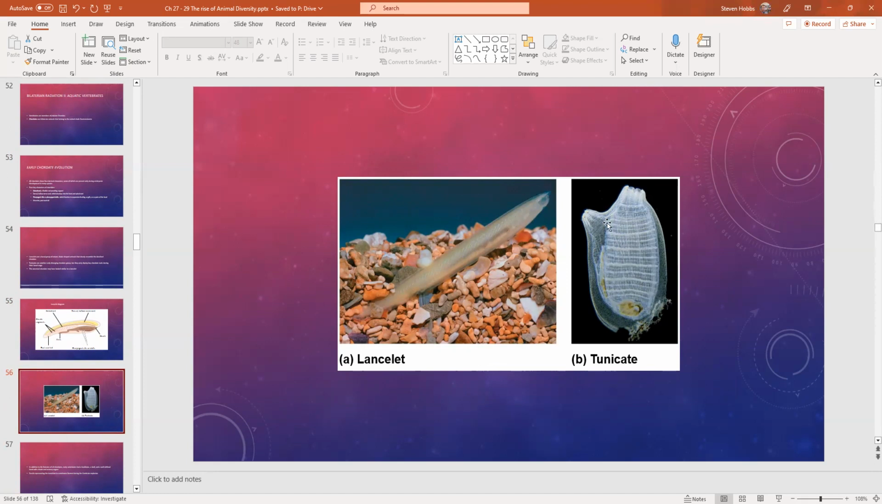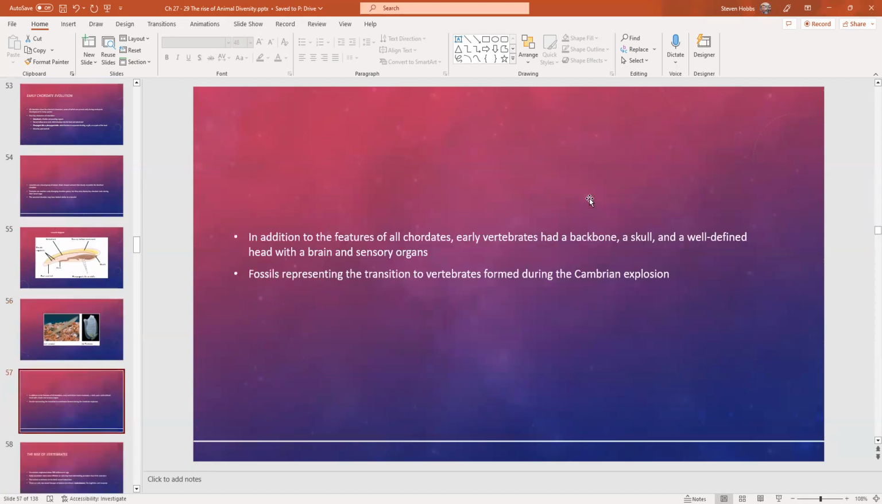Now, here's the tunicate that I mentioned earlier, kind of the underwater heart. They have this system where they pull water in, they filter it using these pharyngeal clefts and pharyngeal slits, then it becomes a stomach, and then it will send that out. So we have an in siphon and an ex siphon. Those are very primitive. Now, in addition to the features of all chordates, early vertebrates also had a backbone, a skull, and a very well-developed head with a brain on the inside. The brain allowed the sensory organs to interact with the world, eyes, ears, and so on. Fossils representing that transition start showing up in the Cambrian Explosion.